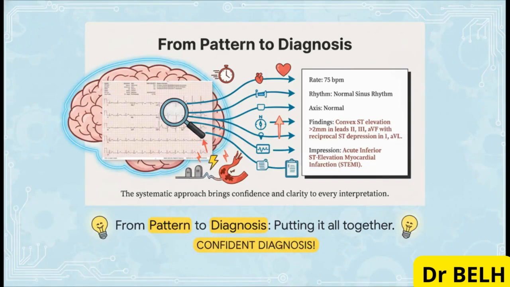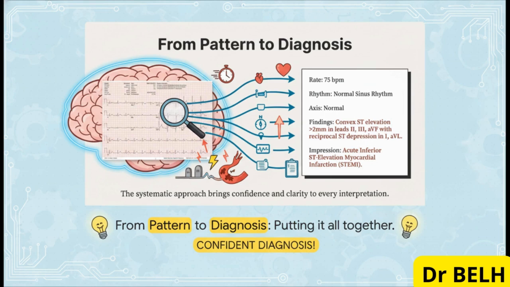Okay, let's put this system to the test. Let's look at this ECG. Step 1, the rate, looks to be about 75, so that's normal. Step 2, the rhythm, it's nice and regular. Step 3, the axis, 2 thumbs up, it's normal. Step 4, intervals, they look fine. 5 and 6, morphology, nothing really jumps out.